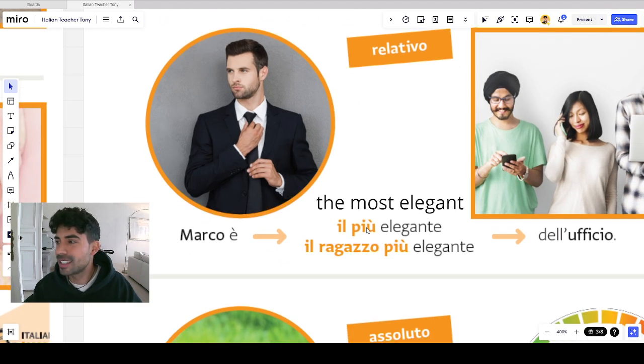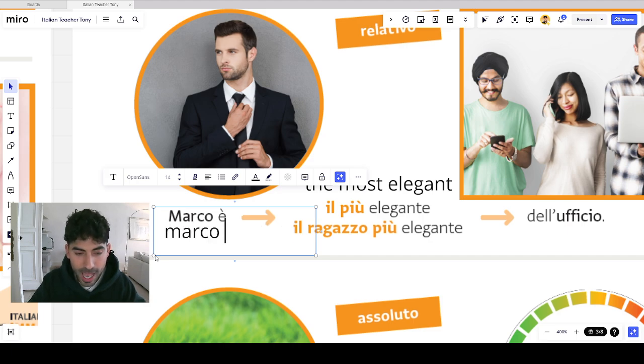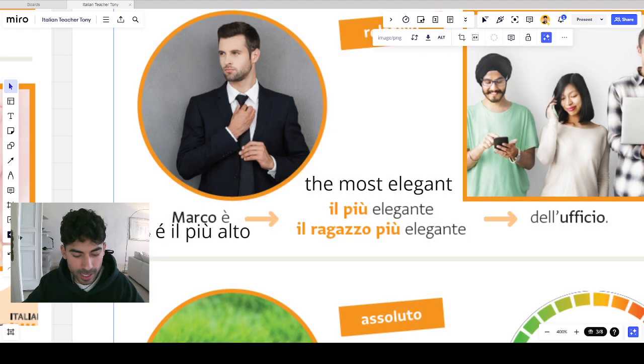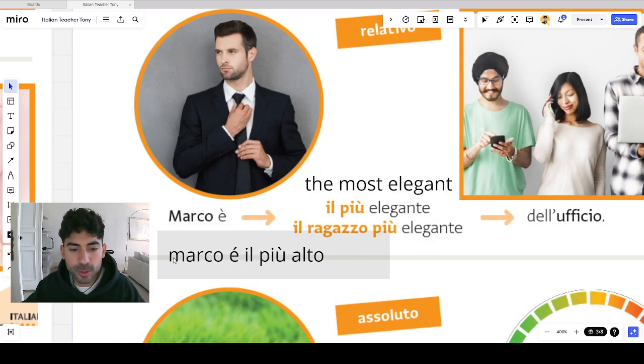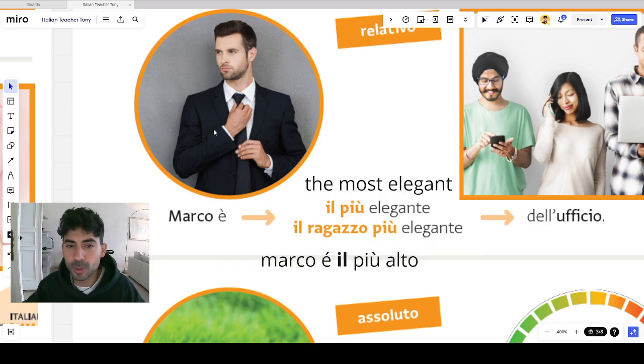The way you form it is similar to English. You put the article in front of più, or in English would be in front of most, and then you form it. For example, if you want to say Marco is the tallest, in Italian it would be Marco è il più, that is my German keyboard, il più alto. There you have it. Marco è il più alto. Notice that I use the article il in front of più to make the superlativo relativo. I just add più, il.